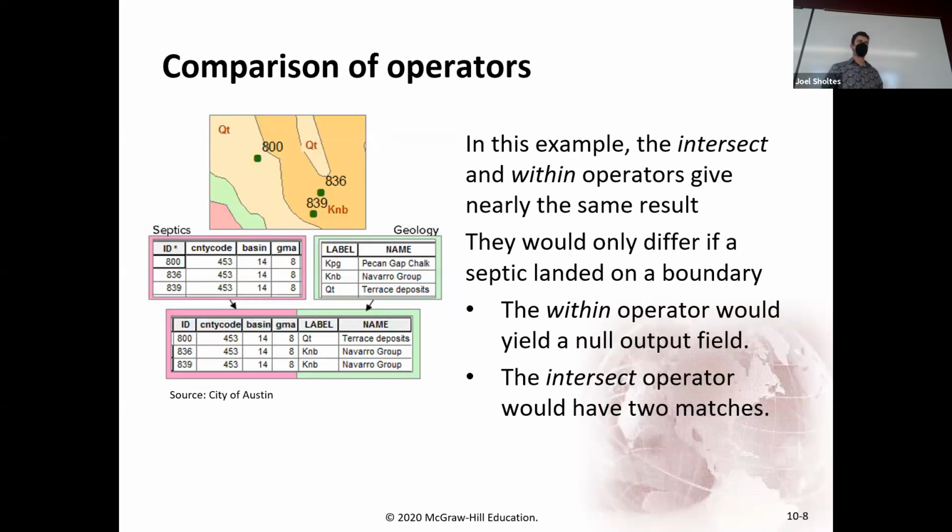And this can be important, especially where we have, you can see this geologic unit data. It's not going to be really precise, right? We don't have really precise maps of this. People are kind of drawing this based on topography and aerial imagery and a really small set of samples. So the within operator would yield a null result, meaning you wouldn't get a match if you selected that. The intersect operator would have 2 matches. So that's just something to check if a thing landed on a particular boundary.